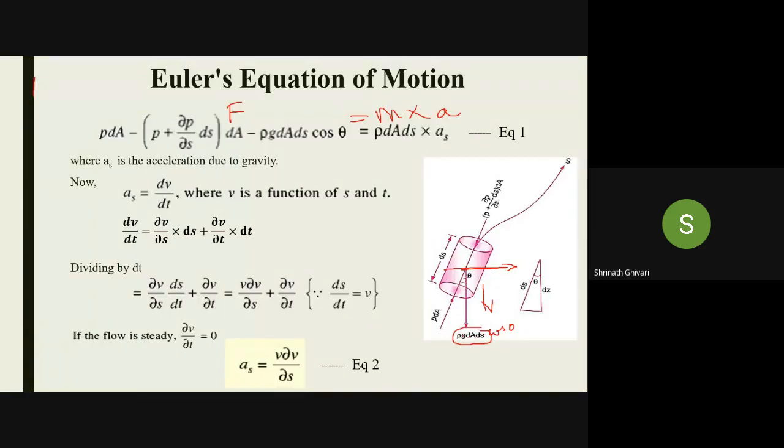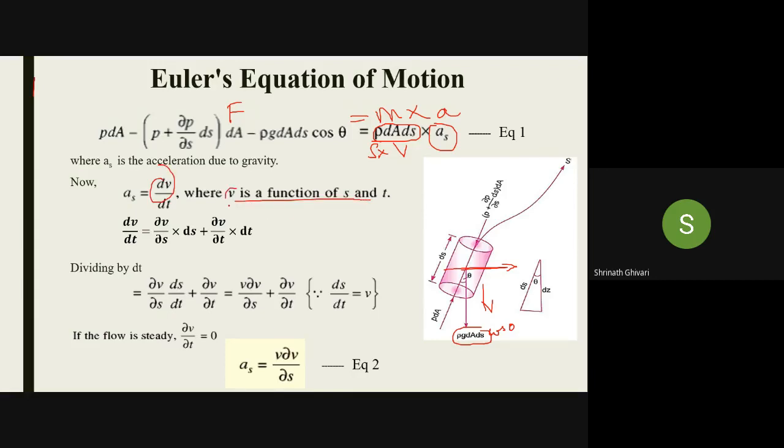So this force, rho g dA ds cos theta, is equal to mass into acceleration. Force is equal to mass into acceleration. How did we get this? The mass is nothing but density into volume, and volume is the area dA into ds, into acceleration. Okay. Next, the acceleration is the change in velocity with respect to time, dv by dt, where v is a function of s and t.